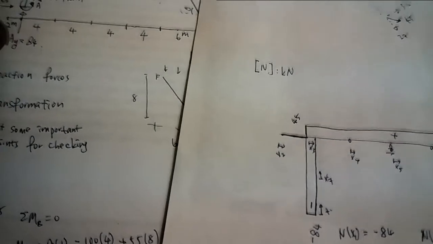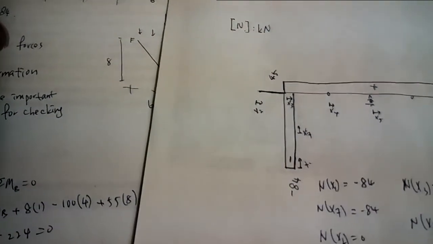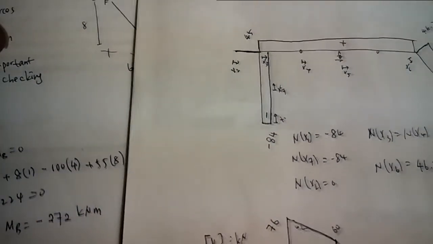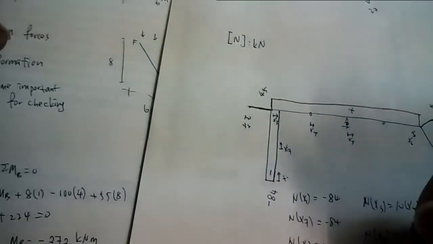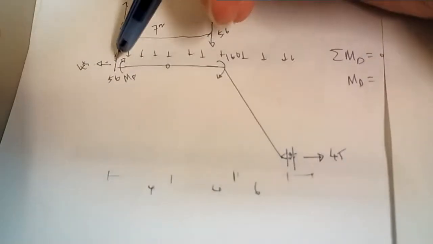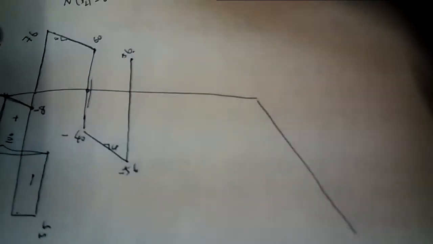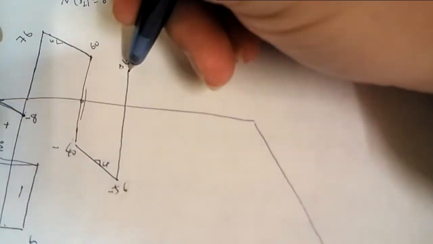So 112 minus 56 is 56. Let's see whether this is correct or not, because I remember we found out this point. Yeah, this is correct, because at this point it's 56 positive. So, and we found 46. Makes sense. So it means we are okay up to this point. And then we keep reducing, and there is no other loading that causes a problem.